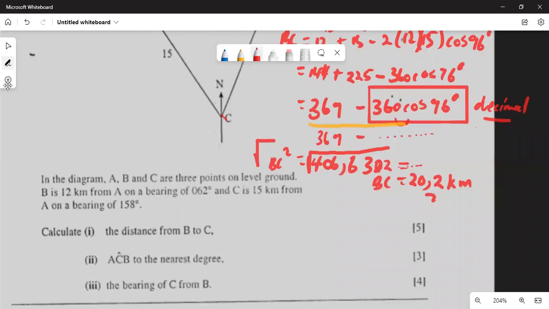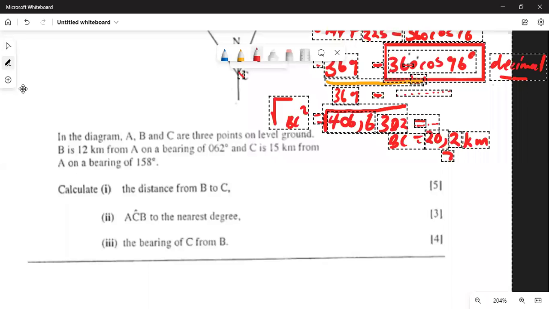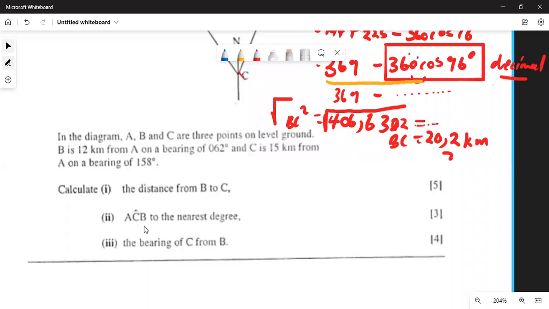Then what about this part? It says calculate angle ACB to the nearest degree. To the nearest degree simply means to the nearest whole number. It can be any value, maybe in centimeters, but to the nearest centimeter, it is to the nearest whole number; to the nearest meter, to the nearest whole number. Whatever units you are given there, that is what is being referred to.